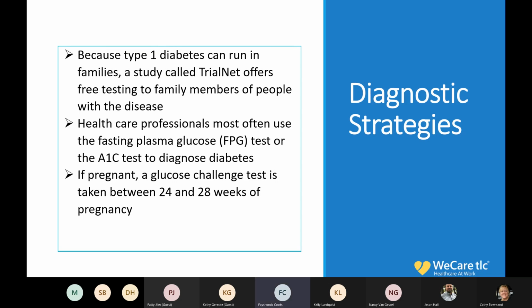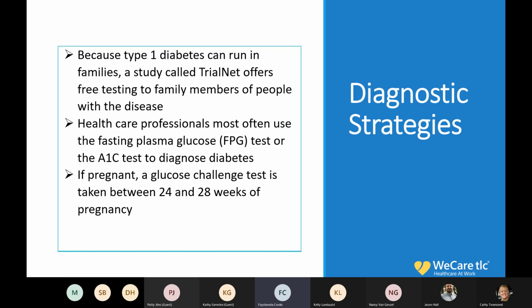Jason, can you? Okay, thank you. The diagnostic strategies: because type 1 diabetes can run in the family, there is a TrialNet study that offers free testing to family members of people with diabetes. So that's something you can Google online to see how the test works or where you can get access to it if you have a family history of diabetes.